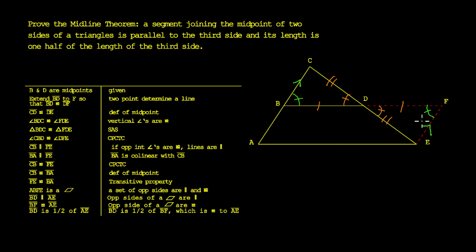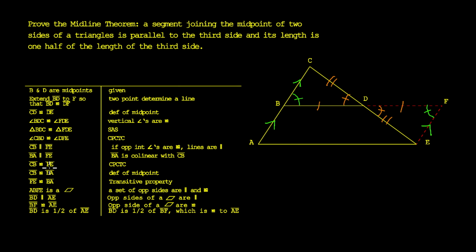If you're having trouble visualizing that, and a lot of people do, take a second, pause the video, and work it out. Then BA is parallel to FE. BA is collinear with CB. So if CB is parallel to FE, then BA is also parallel to FE. If you need, think transitive property: if FE is parallel to CB and CB is parallel to BA, then BA is parallel to FE.